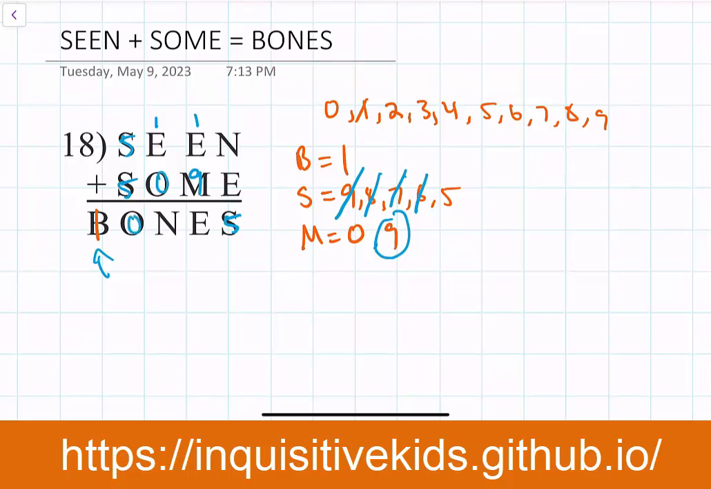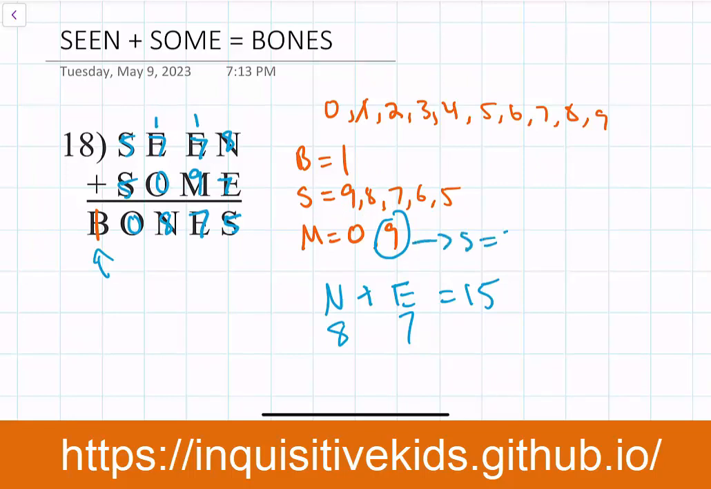And so what possibilities could N and E be? N plus B, in this case, must equal 15. So they can't be 9, so they can be 8 or 7. And that's actually it. And so N would be 8, E would be 7. This does work out, doesn't it? So we can write if M equals 9, then S equals 5.